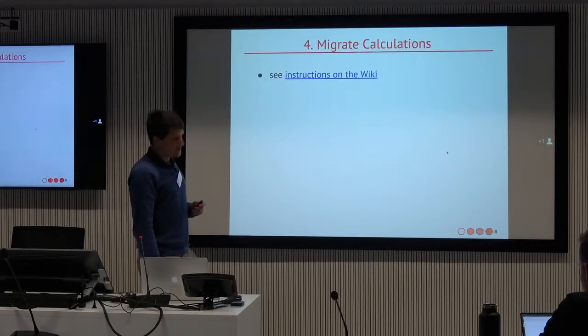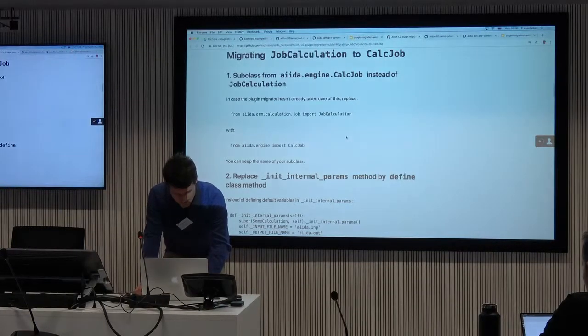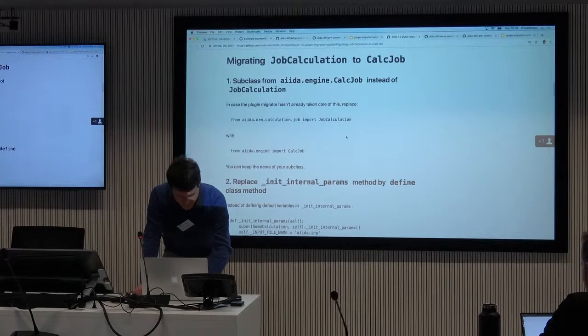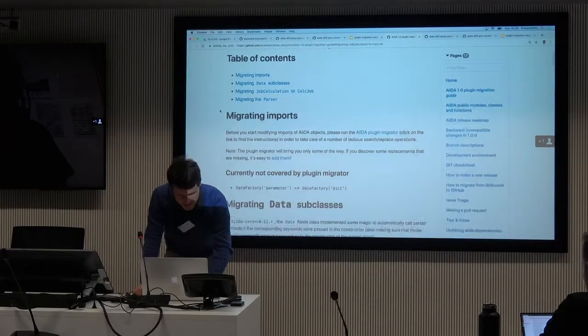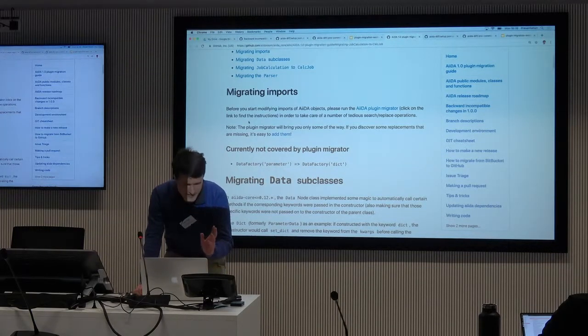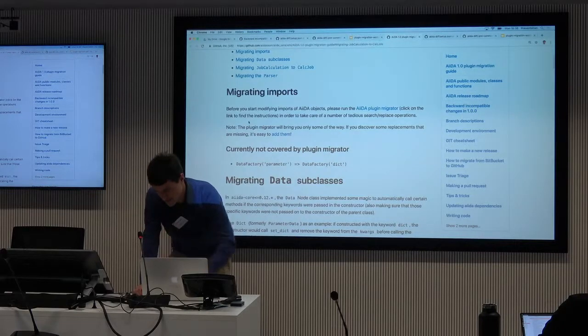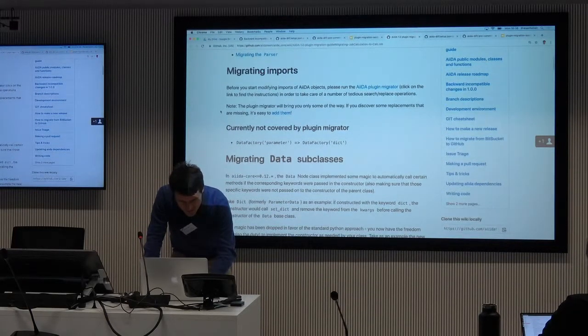Then migrating calculations. This is simply the wiki that Sebastian already showed. It's called the AiiDA plugin migration guide. So migrating imports is taken care of hopefully mostly by the plugin migrator. There may be things that it doesn't catch. If it doesn't catch something, do it by hand, or maybe open a pull request so that at least the next people who are trying it will be able to use the plugin migrator.